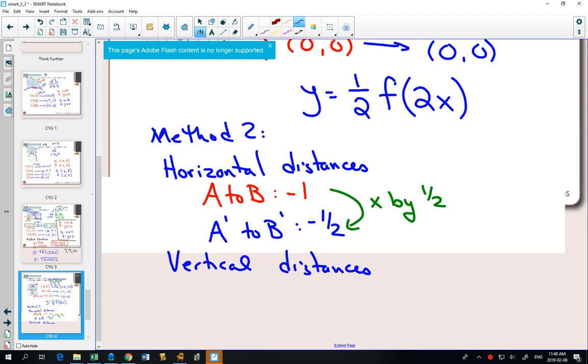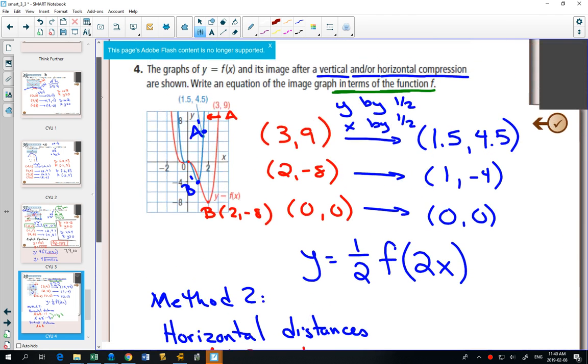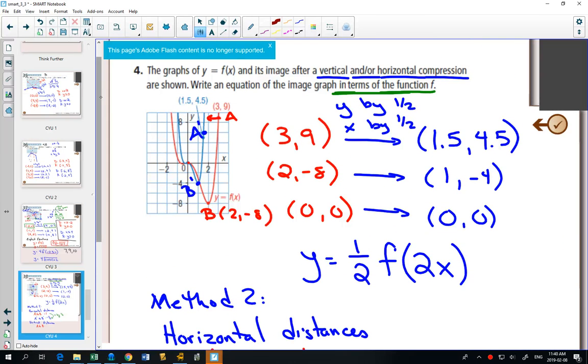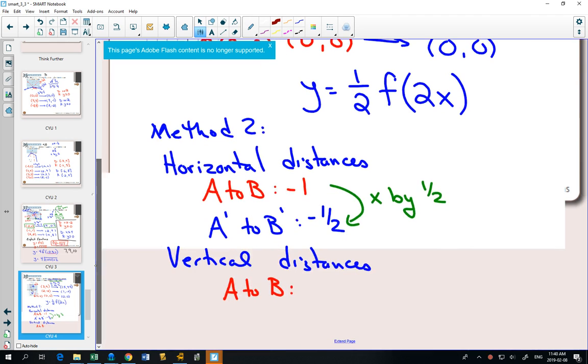with our y's. We look at, on our red graph, what happens when you go from A to B? Well, with our y values, we started at 9. We ended up at -8. Going from A to B would make me go down 17. So since I'm going down, I'd label that with a negative.